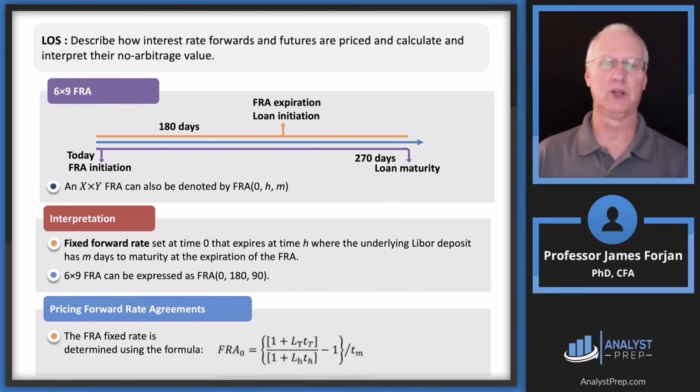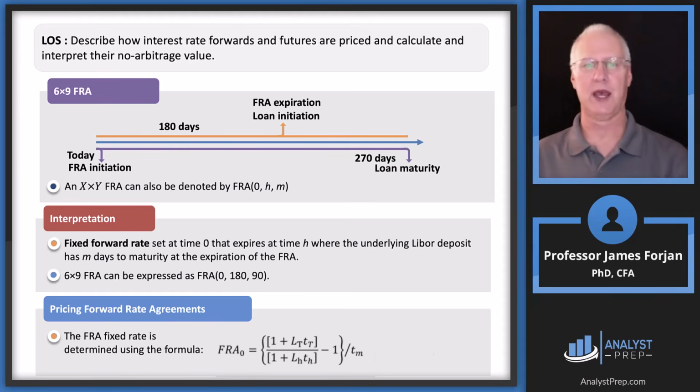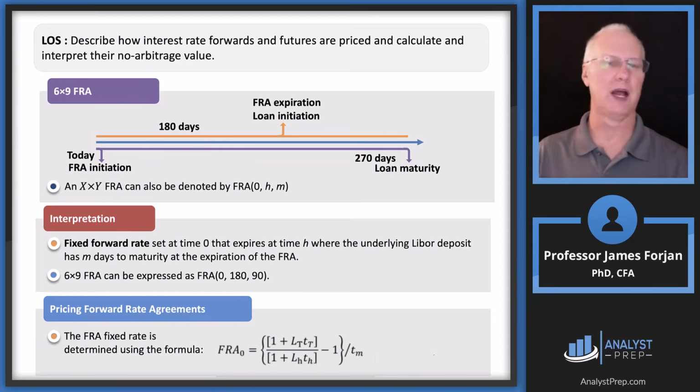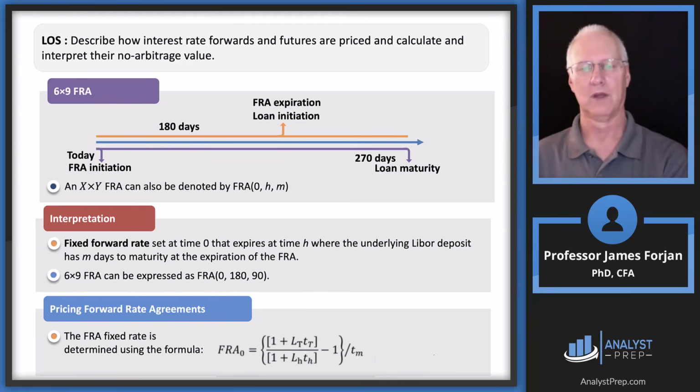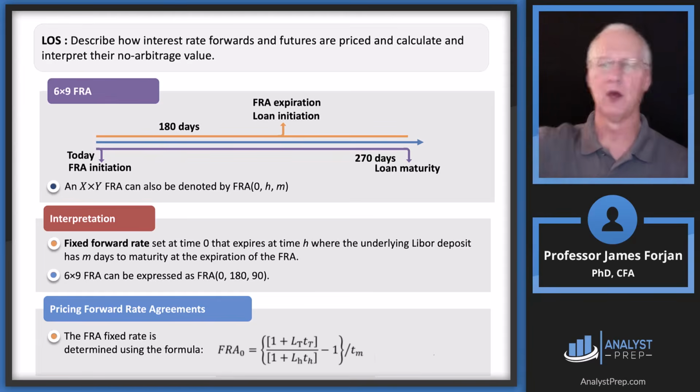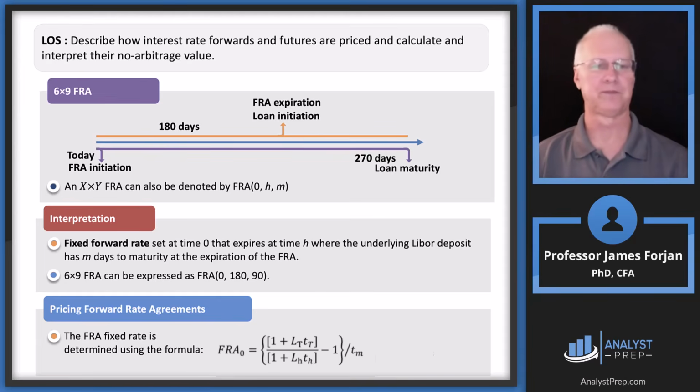And I think this is a really good slide just so that you make certain you understand this X times Y, or the X by Y notation. And so notice what the Institute does. It gives you the FRA and then it opens the parentheses. There's a 0, so that's the time period today, right? Then H is going to be the time period of the derivative, and then M is going to be the time period when the actual loan ends.